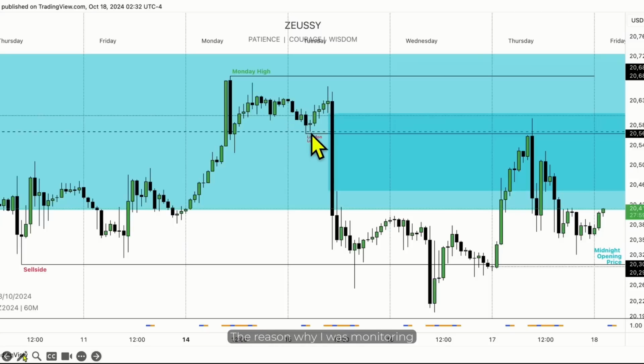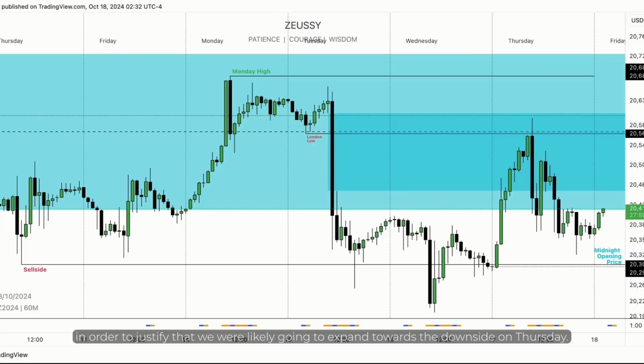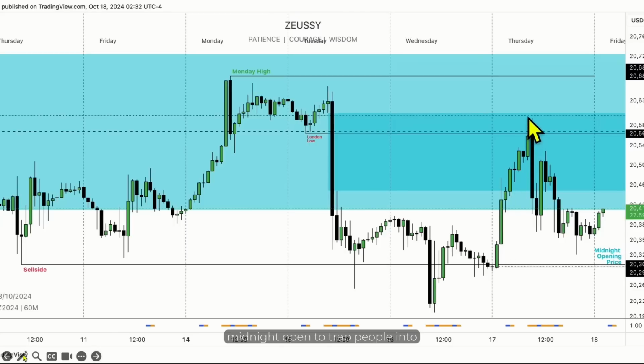The reason why I was monitoring this range on NasDaq was due to the following. I was anticipating that ES would take out the Monday high, whilst NasDaq wouldn't. That right there is a Kraken correlation. That is what I was actively looking at in order to justify that we were likely going to expand towards the downside on Thursday.